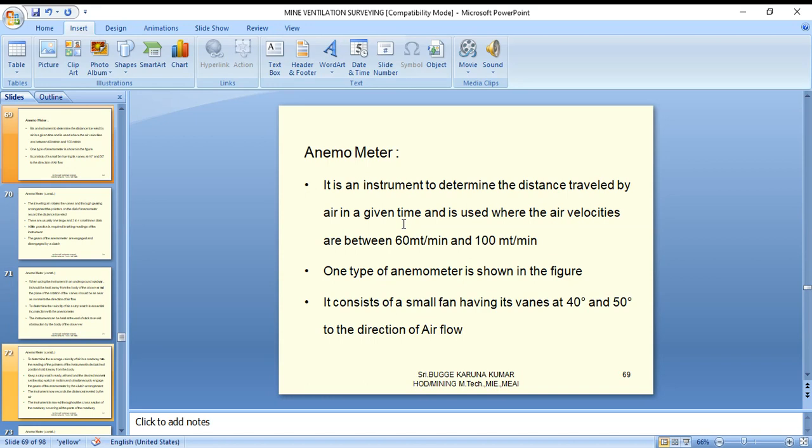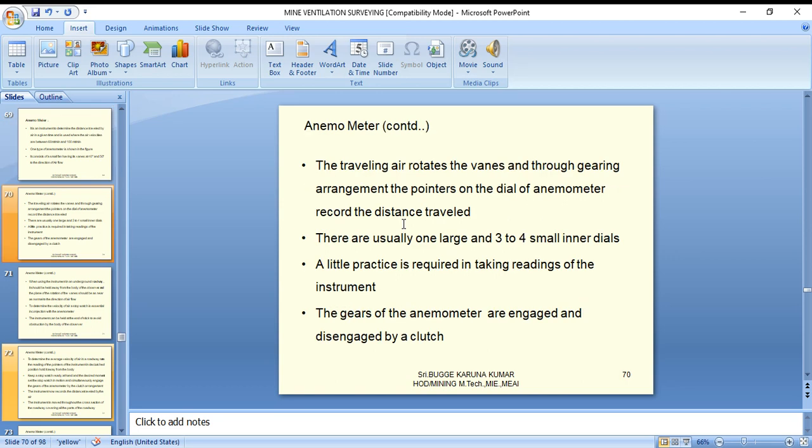Anemometer. It is an instrument to determine the distance traveled by air in a given time, and is used where the air velocity is between 60 meters per minute and 100 meters per minute. One type of anemometer is shown in the figure. It consists of a small fan having vanes at 40 to 50 degrees to the direction of the airflow.